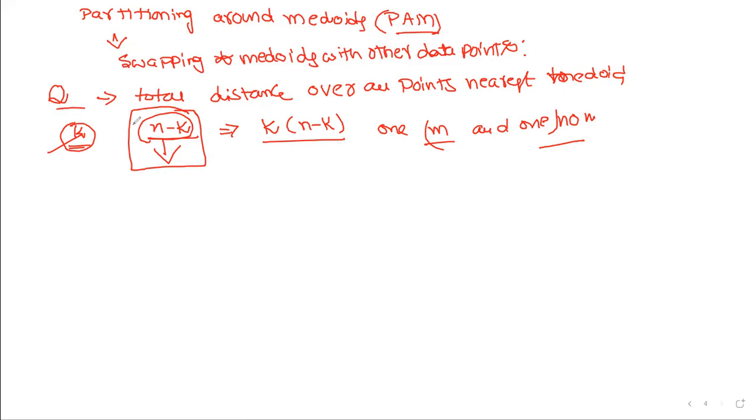So simply I will explain the algorithm. The input is the same. What is the input? Suppose I will write it down in the new slide. Input is the data from the instance space and the number of clusters k. What is the output? Output is k-medoids.